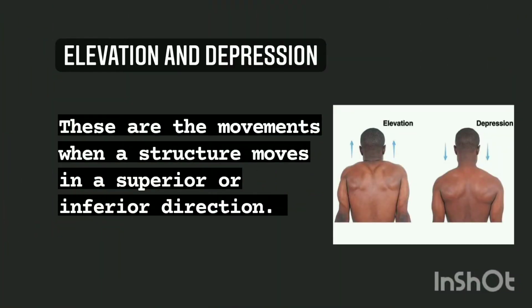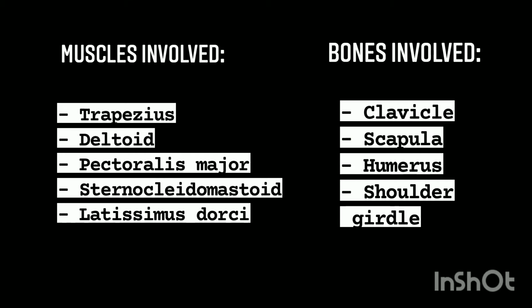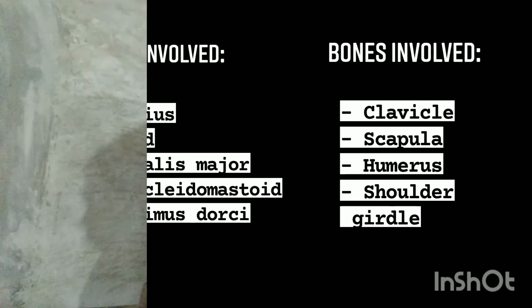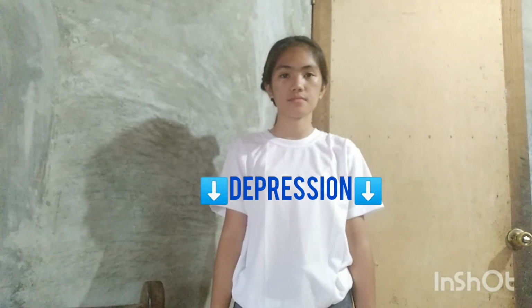Elevation and depression. These are the movements when a structure moves in a superior or inferior direction. These are the muscles and bones involved in elevation and depression. The proper execution of elevation and depression.